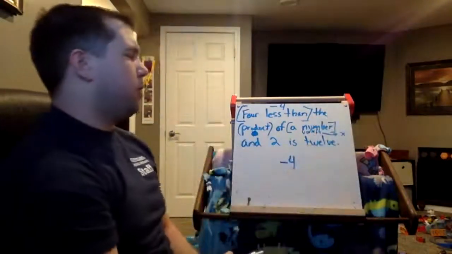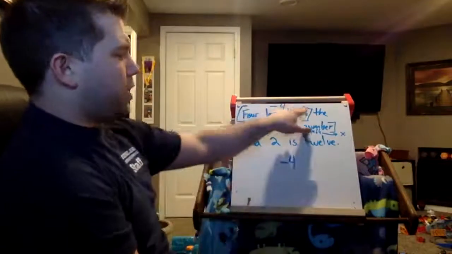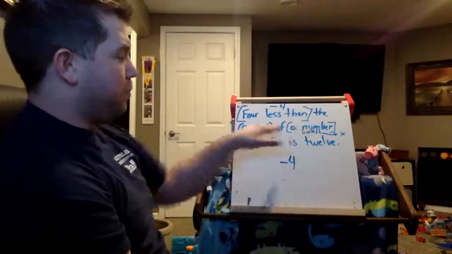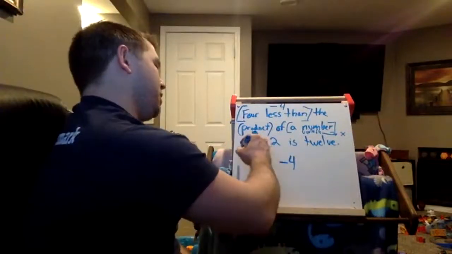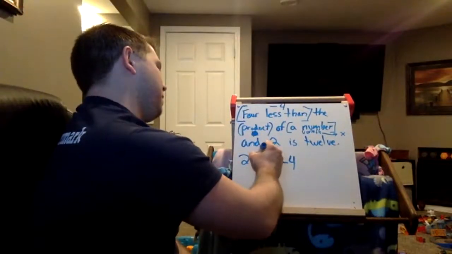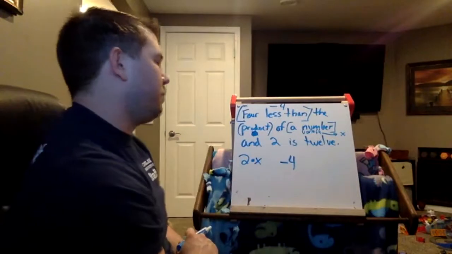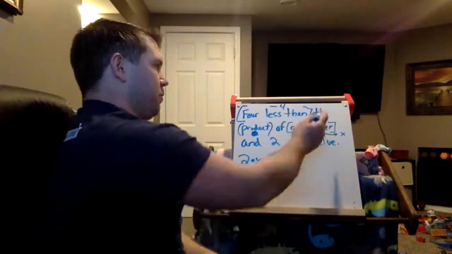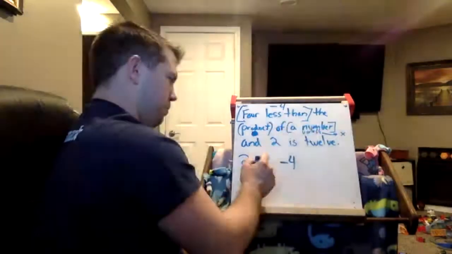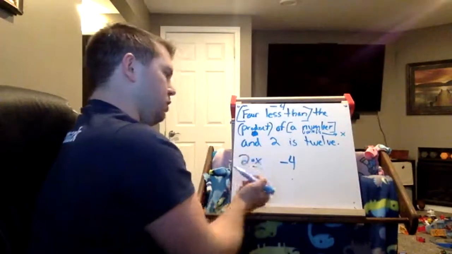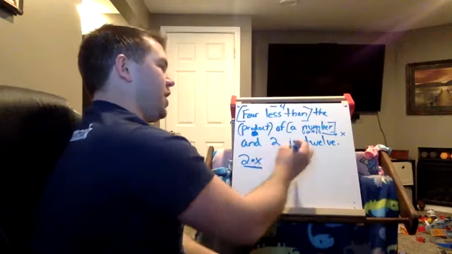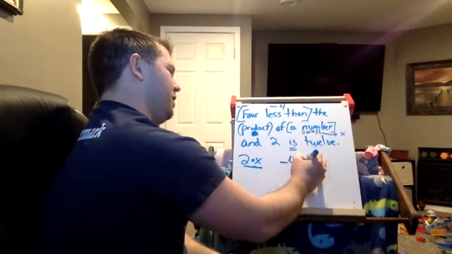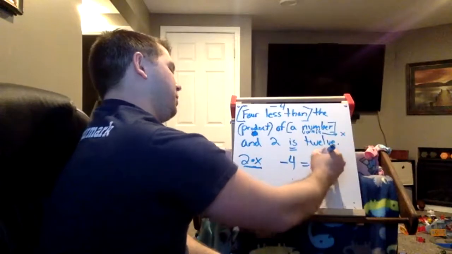All right, so we have 4 less than the product, so we're multiplying, of a number and 2. So we're taking 2 and timesing it by a number. That's what it's telling me, right? 4 less than the product of a number and 2. So we're timesing these 2 together. And we're saying that this is, and "is" means equals, 12, and it's written, so we just write it in numerals.